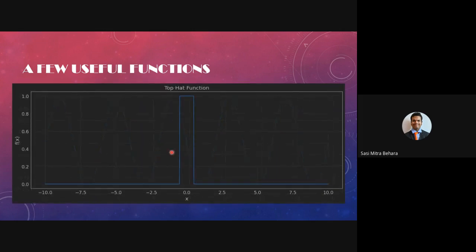The next function that we need to talk about is the top hat function. Essentially, the top hat function is equal to 1 within a range you specify, A to B, and everywhere else it's 0. If you plot it out, it essentially looks like a top hat if A and B are wide enough in your graph.